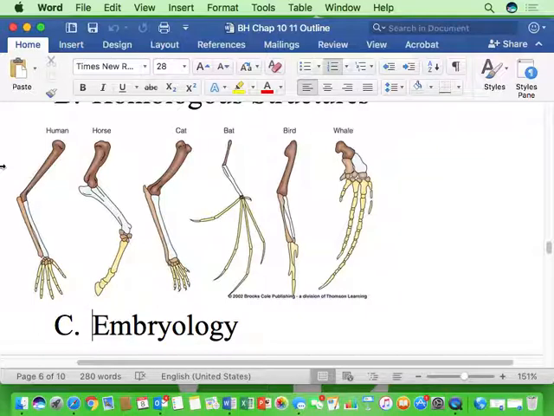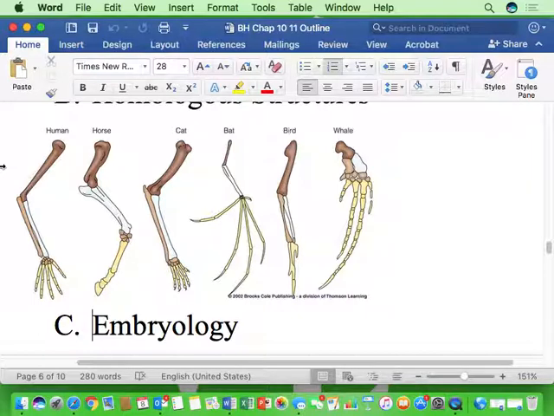All right. Embryology. We're almost done. Is this the last thing? No, there's one more after this. Embryology is studying embryos. And when we look at very young embryos, they look very similar to one another. So what this is suggesting with the homologous structures, and we'll see with the embryos too, is that there's a common ancestor or a similar ancestor. That's the evidence we're looking for.